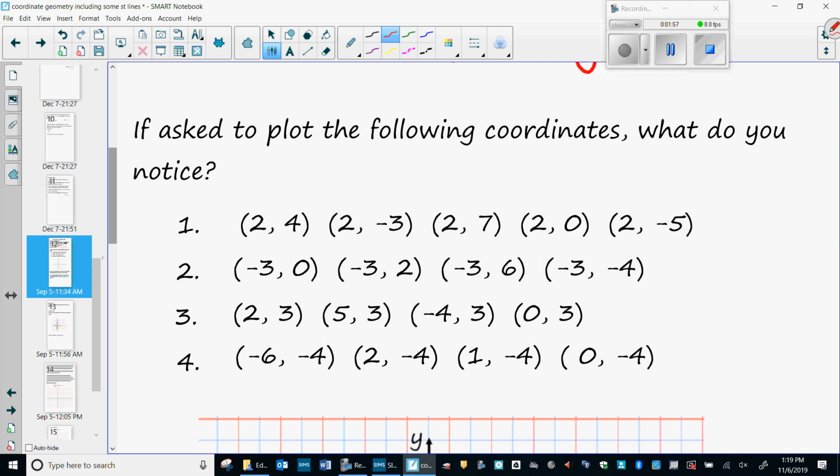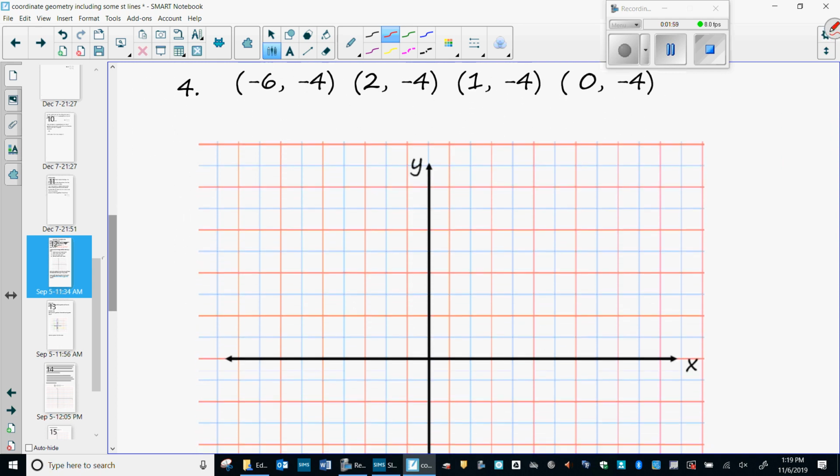Okay? So if we're plotting the point 2, 4, assuming that each one of these squares is 1, the coordinate 2, 4 would be here. 2, 1, 2, 3, 4. Actually, it's here. So you're going to plot those points for me in different colours and join them up. And then we're going to have a little chat about them.